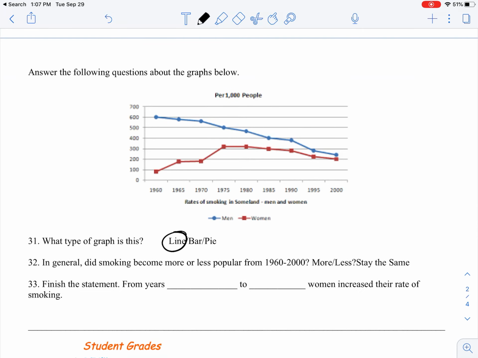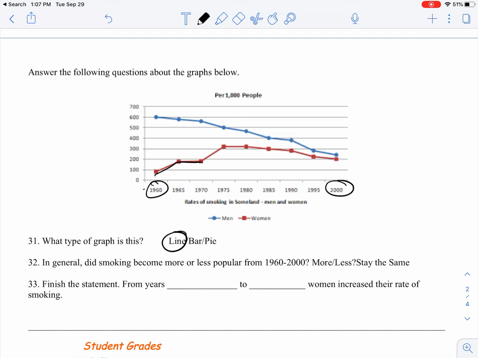Okay, what type of graph? This is a line graph. Notice we have data points that are connected. In general, did smoking become more or less popular from 1960 to 2000? So let's look for 1960, which is right here, and we're going to year 2000.